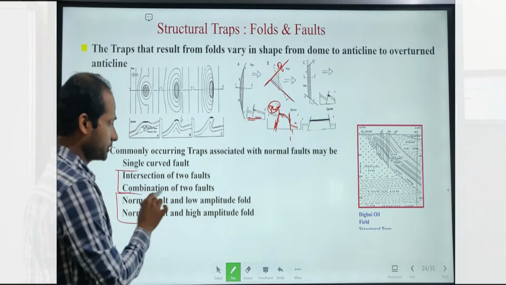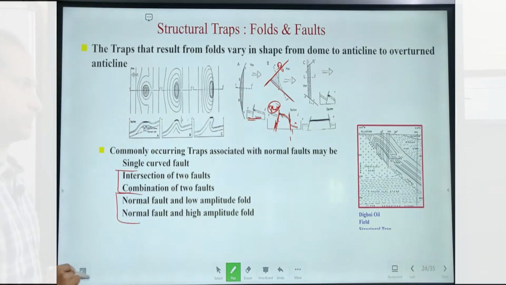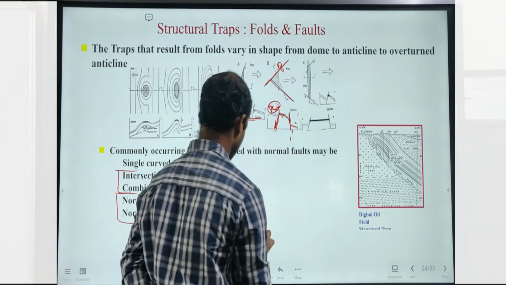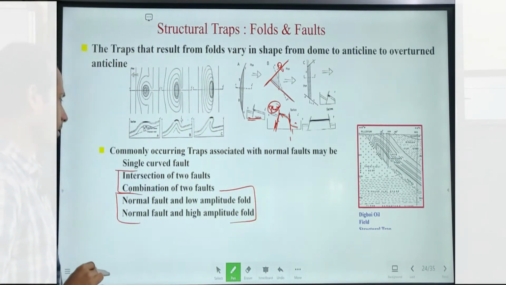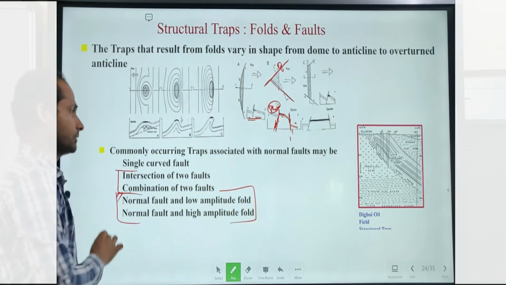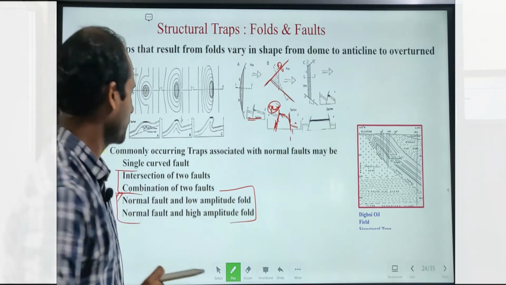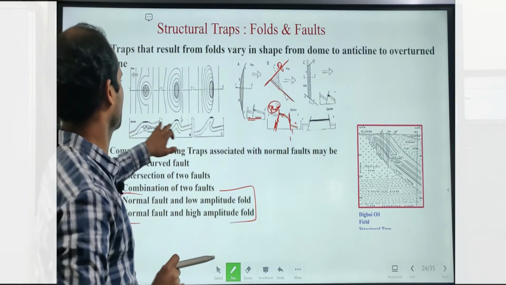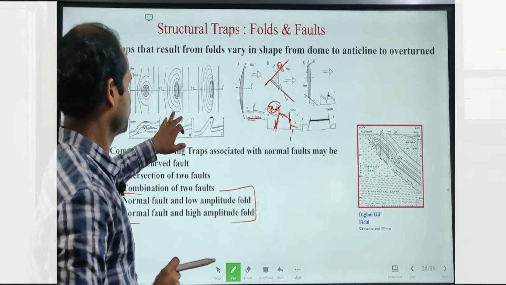there can be normal faults with low amplitude and high amplitude faults. Sometimes these structures are very common, or usually they are very common. In general we rarely get this kind of open fold or tight fold.